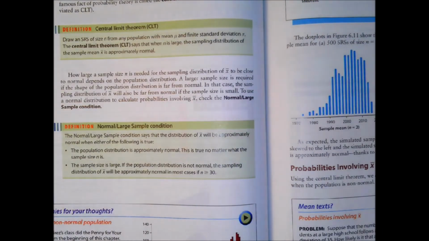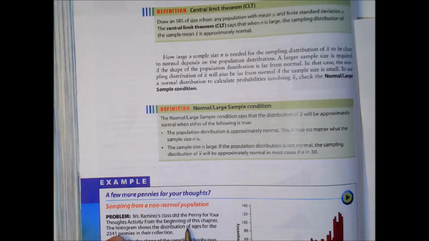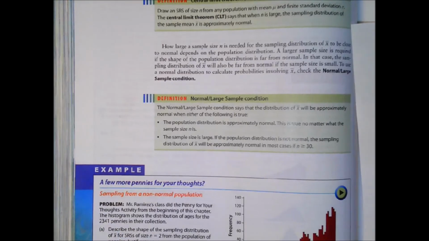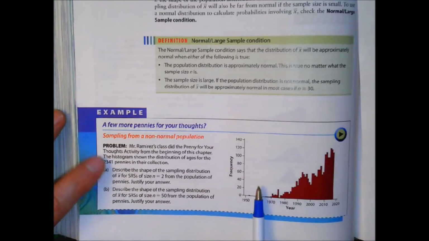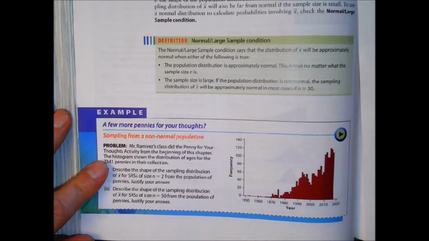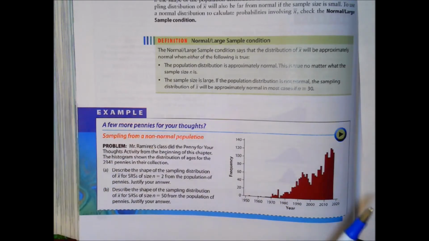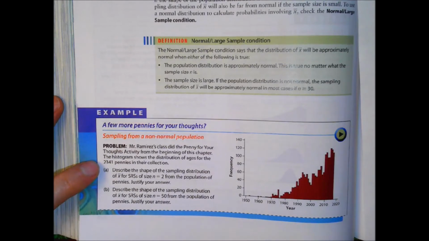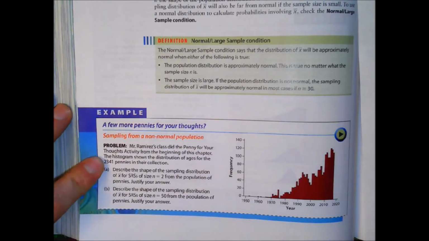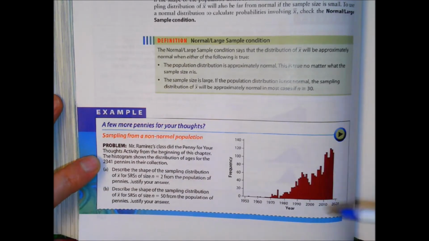Mr. Ramirez's class did the penny for your thoughts activity at the beginning of this chapter. We didn't do it in class because we weren't in class, but anyway. The histogram shows the distribution of ages of 2,341 pennies. Basically, we're looking at pennies and their ages. You can see most of the pennies were more recent. There were a few older pennies mixed in.